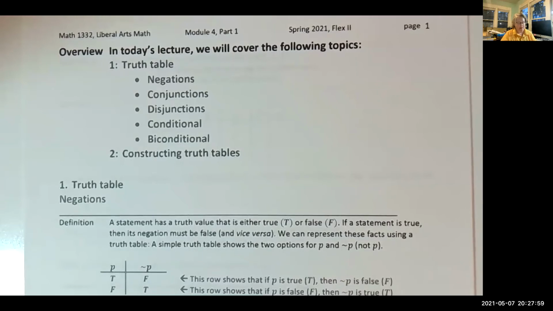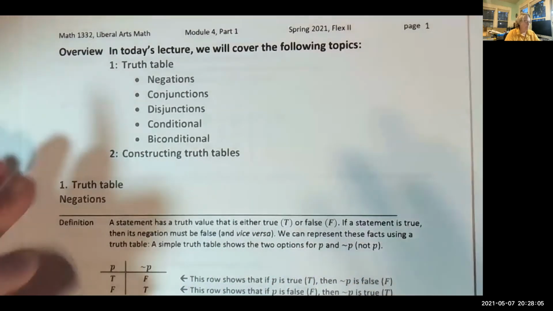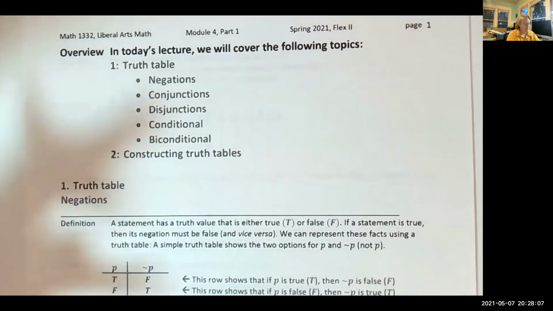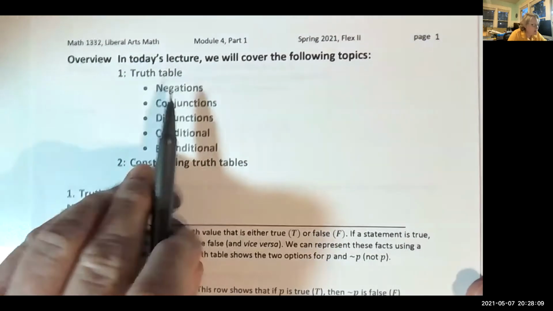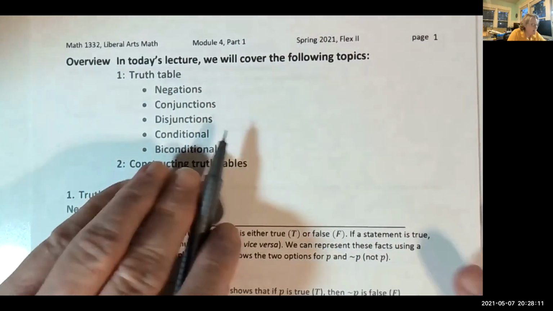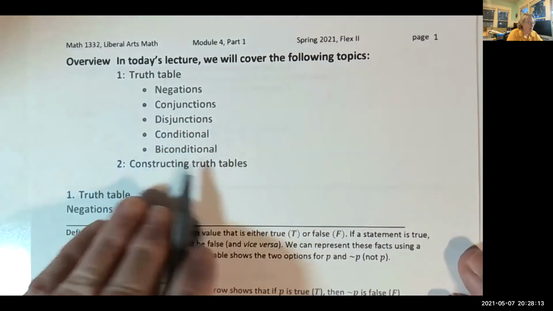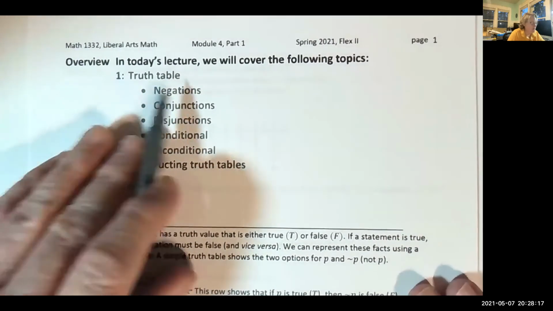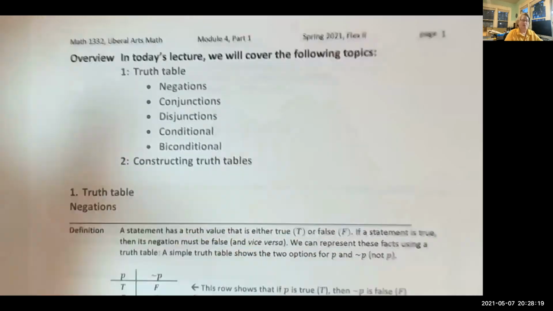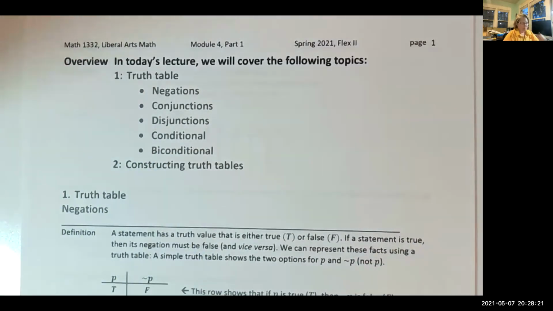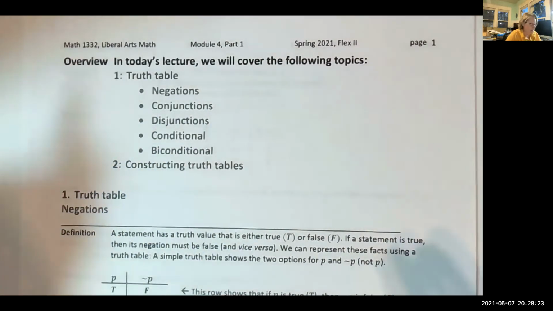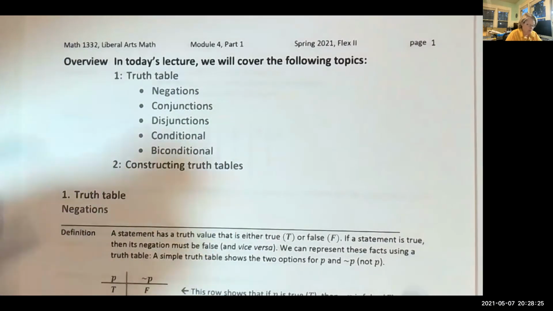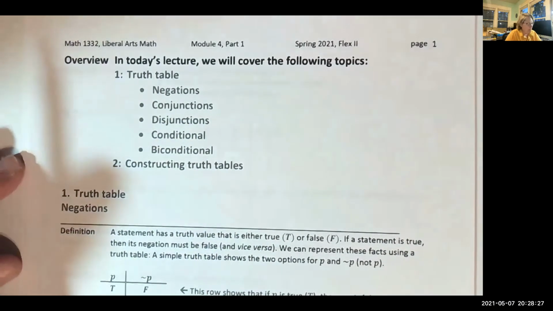Today we're looking at truth tables. So we've seen statements, conditionals, all of these things. We've seen negations, conjunctions, disjunctions, conditional and biconditional. But now we're going to see all of those things in terms of a truth table. I apologize about the color here. My printer is just completely not working, so I had to do this first page in black and white.